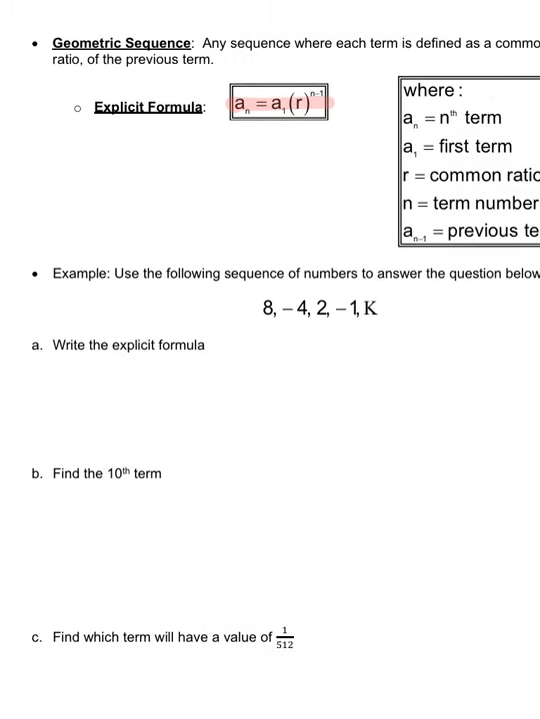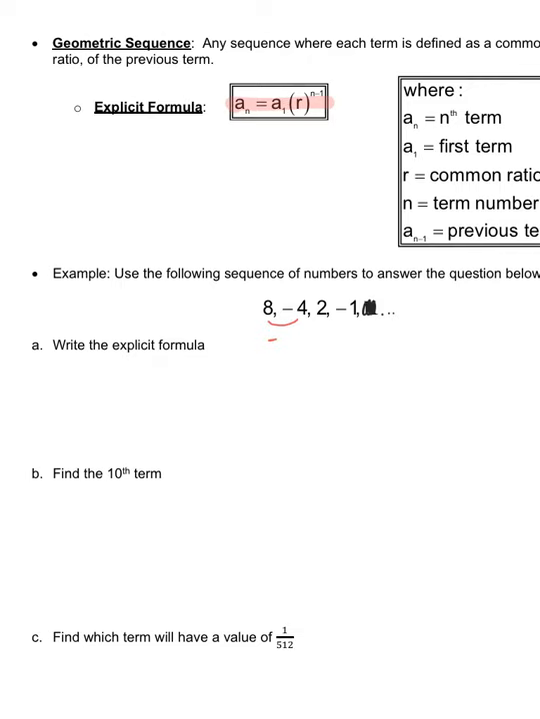So let's look at this example. Again, ignore the k. The k should be a dot, dot, dot. So between 8 and negative 4, think about what would I have to multiply to go from 8 to negative 4. Well, it needs to be a negative because I went from a positive to a negative, so I need a negative sign in there. 4 is half of 8.